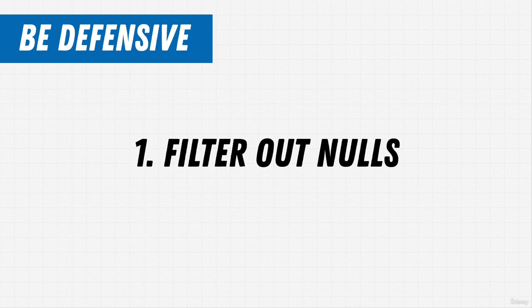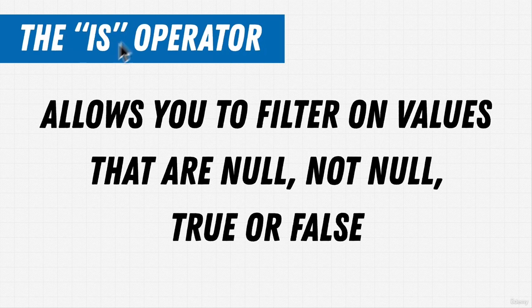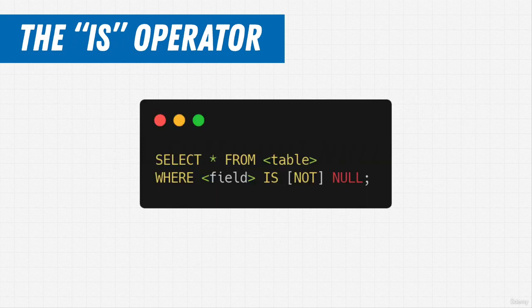What we're going to use is called the is operator. The is operator allows you to filter on values that are null, not null, true, or false. So it is a special keyword that is reserved for the where clause in the cases that you want to check on null and not null. And how it works is you select star from a certain table where the field is, and then you can optionally put a not, is not null, or is null. So let's try that out.